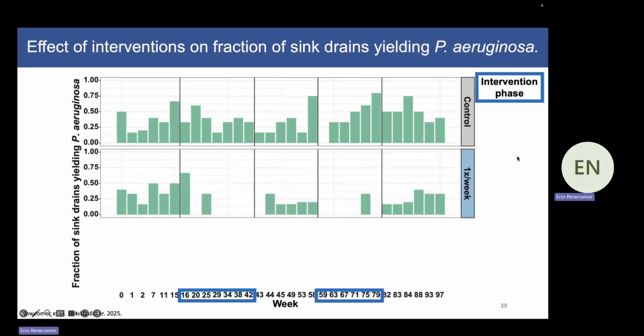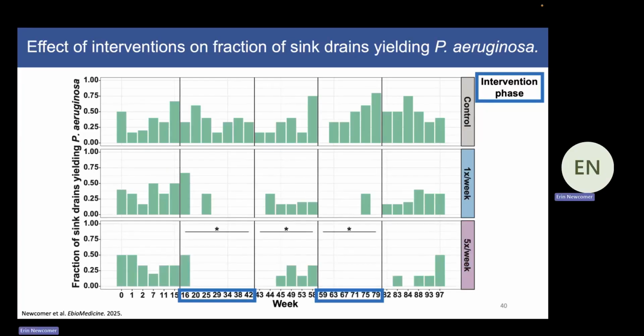However, when we look at the 1 time per week intervention, we can see that in those intervention periods, there are several weeks where no Pseudomonas aeruginosa is recovered, which is really exciting. Even though none of these quite reach statistical significance, it is still very promising. Moving into the high frequency intervention, we can see nearly no Pseudomonas aeruginosa was collected from sink drains during these intervention phases. Following those intervention phases, we saw several weeks where still no Pseudomonas aeruginosa was recovered, which is really exciting because, again, we might be seeing longer lasting effects of this intervention.